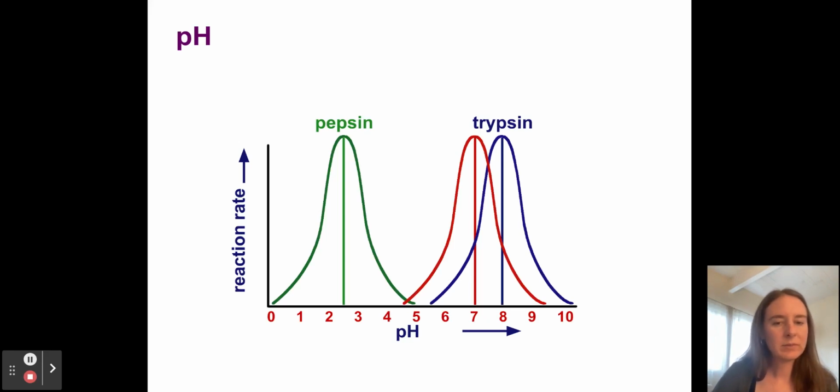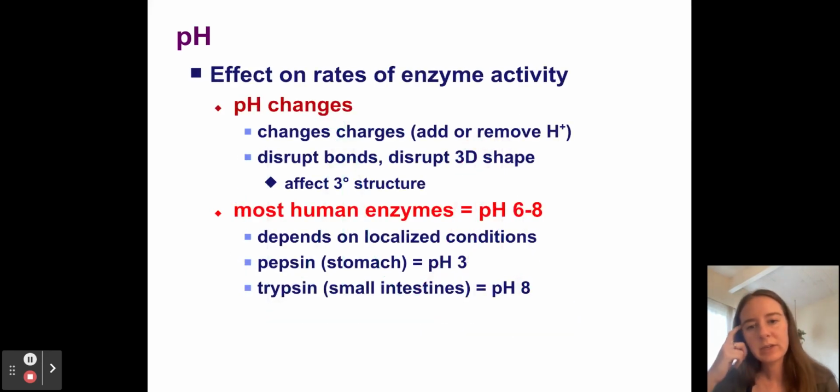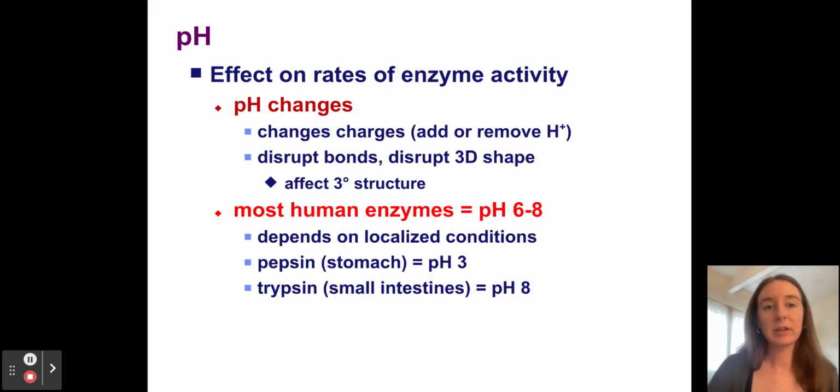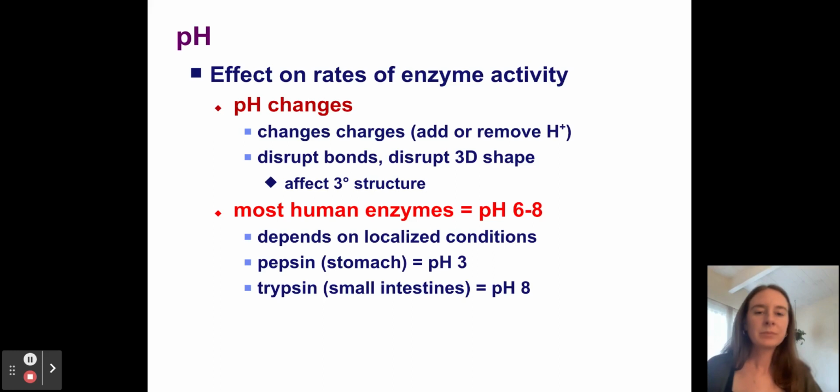Now, these are both enzymes that are in the human body, but how is it that these enzymes function at different pHs? Well, the answer is that, depending on what part of your body you're in, you're going to have a different pH. So your stomach pH is different than your liver pH, which is different than your blood pH, which is different than your muscle pH. And so different enzymes are able to be used in different organs in your body.